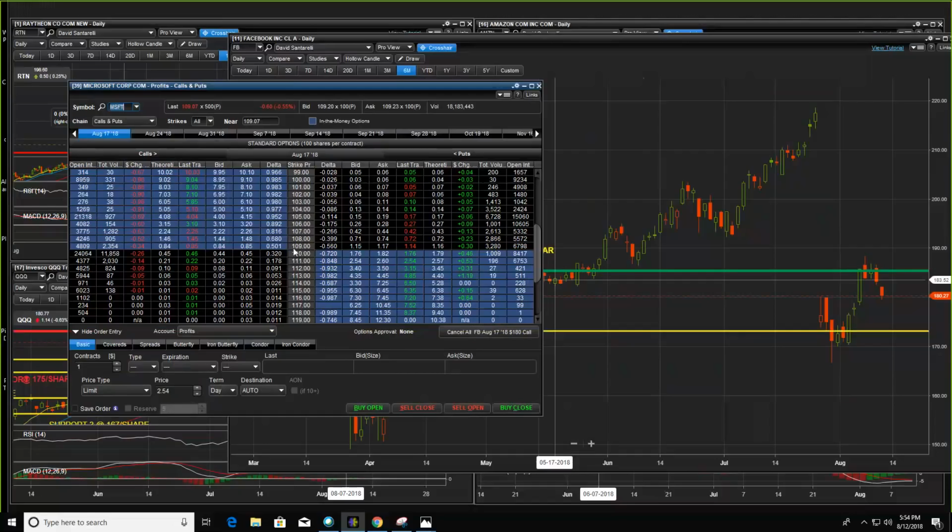Okay, if it's below 109 on August 17th, then it's worthless and you lost your entire $84, or however many contracts you have. If you have 10 contracts, it's going to be an $840 investment, and if it's below 109, you have a total loss. That's why it's important, like I said, to draw up your charts and realize where you're going to take your exits and where you're going to take your profits.